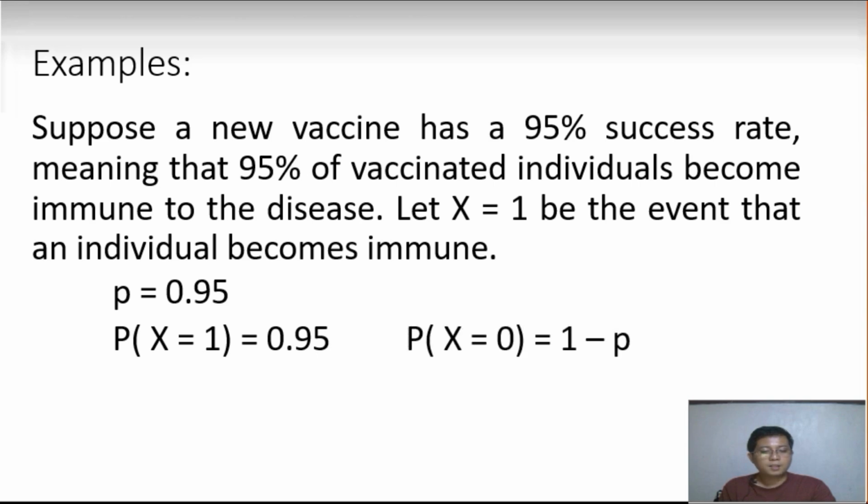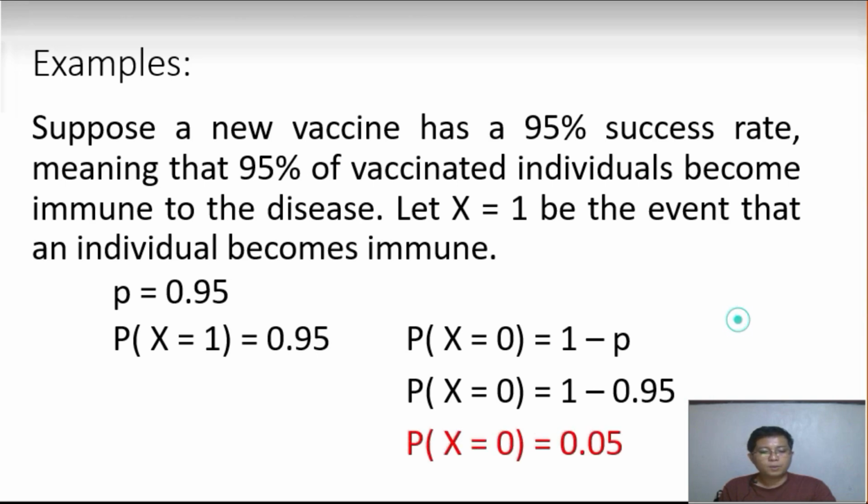Now, let's get the probability of X equals 0 using the formula 1 minus P. Since P is already given, we just substitute 0.95 in place of P. So there we have 1 minus 0.95. And 1 minus 0.95 is equal to 0.05. So the probability of X equals 0 equals 0.05.